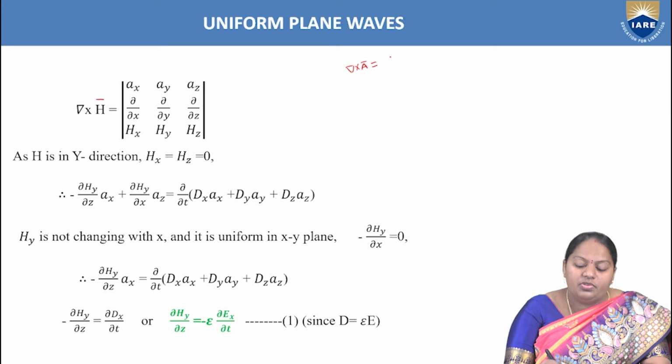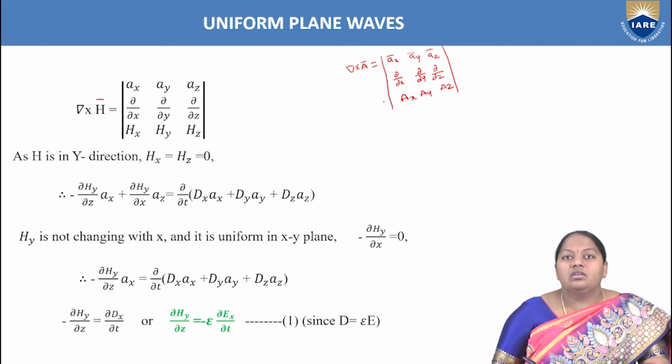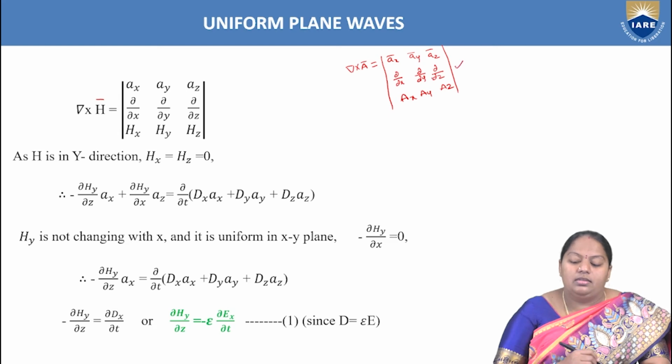In the first row, we write all the unit vectors ax, ay, az, and in the second row we differentiate with respect to x, y, z, hence ∂/∂x, ∂/∂y, and ∂/∂z. And in the third row, we write the magnitudes of the respective directions, Ax, Ay, Az. So in general, the curl of a vector, del cross Ā, is expressed like this: the first row has the unit vectors, the second row has the partial derivative terms, and the third row has the magnitudes of the three components.